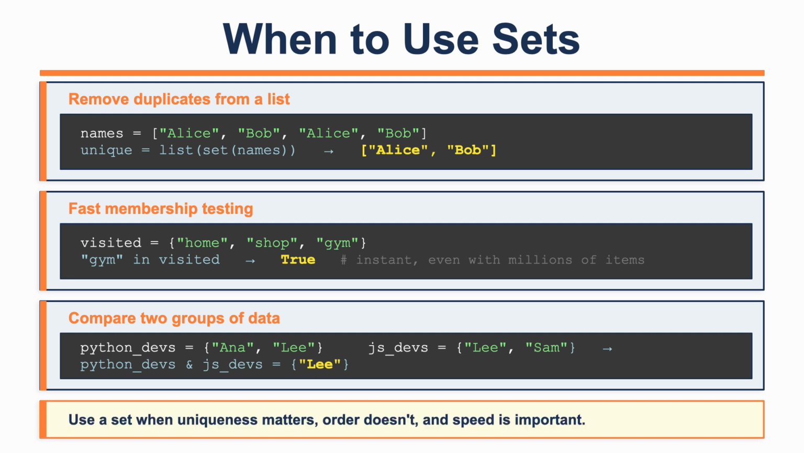The rule of thumb is simple. Reach for a set when uniqueness matters, order doesn't, and speed is important. That's Python sets.